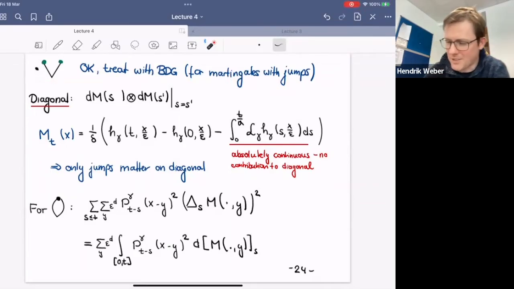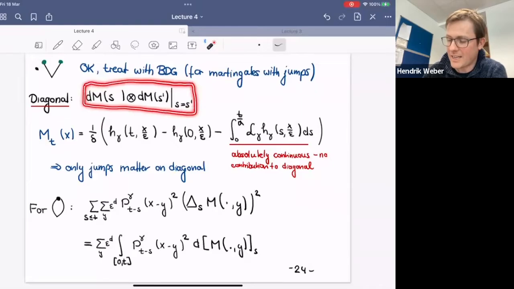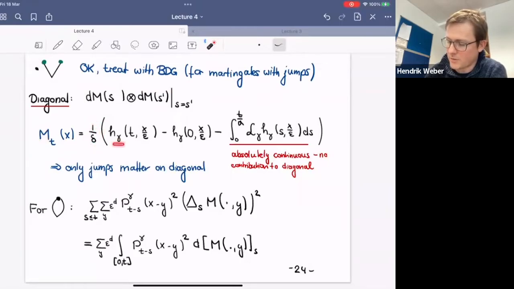But I want to tell you a little bit about what happens on the diagonal, which is different from the Gaussian case. What actually is this for a single point in space-time? We have the product measure of this thing, and now we have to evaluate it on the diagonal where these points are the same. So what is this measure actually? Let's go back to the original martingale. The martingale was the rescaled version of the process minus the drift that makes it a martingale. Now for this product measure, the drift part is absolutely continuous with respect to Lebesgue, so the diagonal doesn't see it; it disappears on the diagonal. The only thing that matters on the diagonal is the jumps.